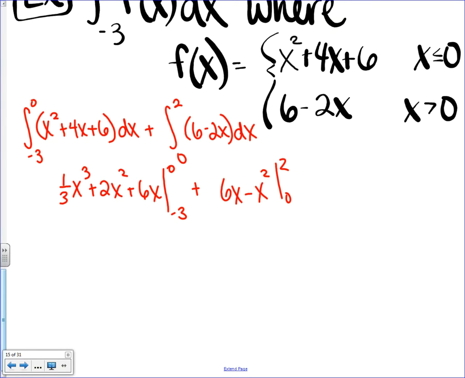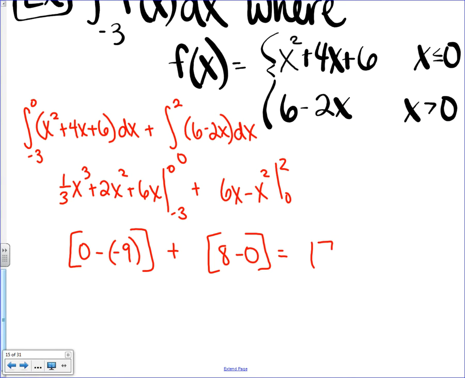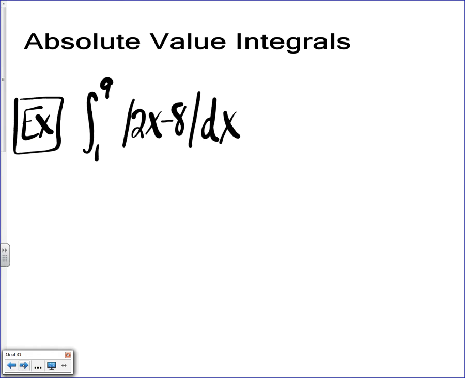Okay, so now I'm going to go ahead and plug in my numbers. And I get a final area of 17. I'm sure that you can probably guess where we're going after piecewise. We're going to go to absolute value functions because absolute values obviously can be written as pieces.